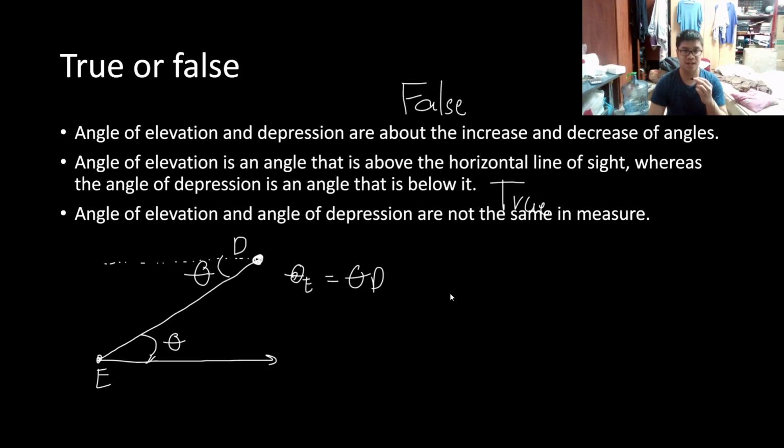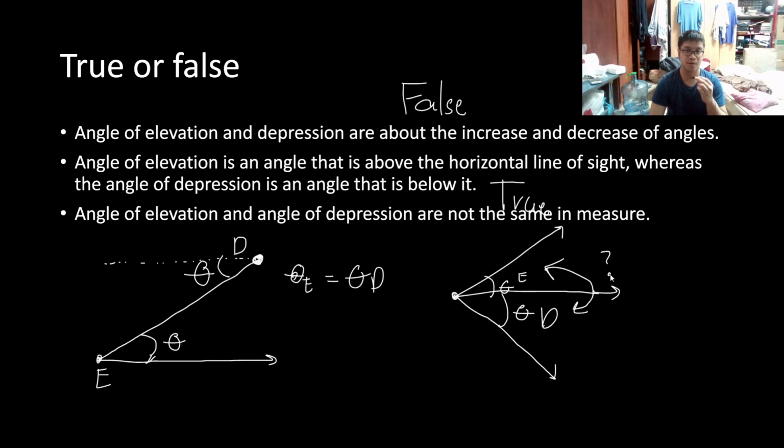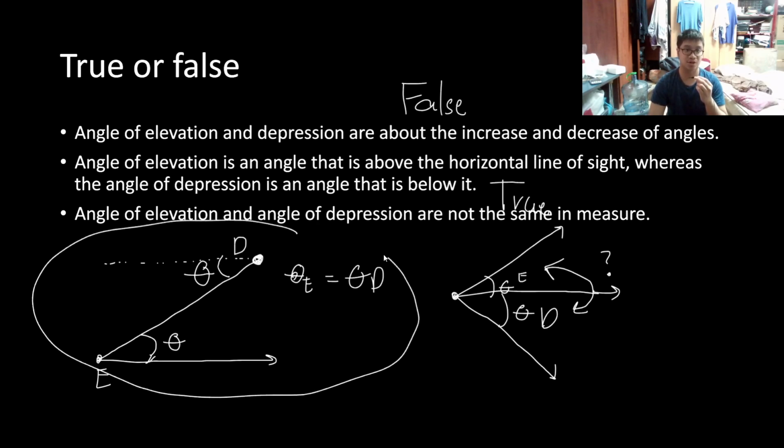However, in other cases, for example, let's say I have an angle of elevation here, and at the same point, I have an angle of depression here. So, angle of elevation, depression. Does that mean that both of them are the same? The answer is no. It actually depends on the given. But was there a given where they are always the same? Yes, and that is this scenario.